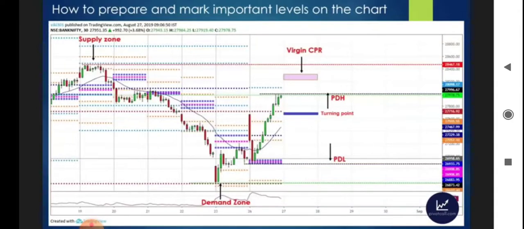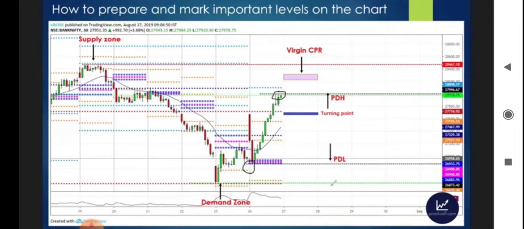Here I am going to discuss how to mark important levels on your chart. Can you see this is the August 27th chart? This is the 30 minutes time frame, and you can see on this chart some levels I have marked. What actually are these levels? Why have I marked them? The first one you see is PDH, previous day high, and previous day low. This is straightforward, right? There is no confusion. PDH, PDL are easy to mark.